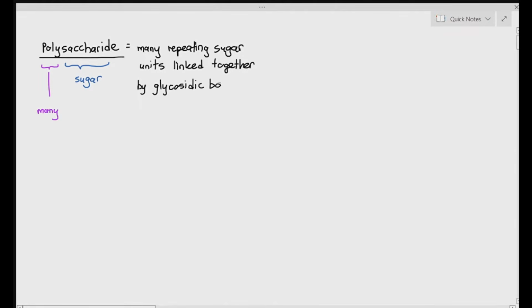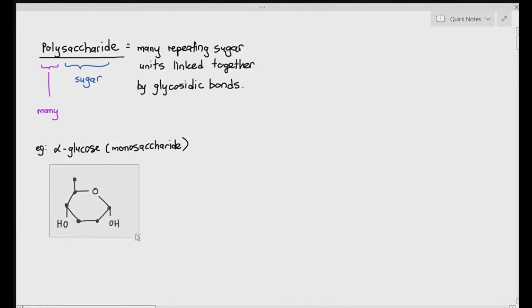Now, let's look at an example with alpha glucose. Remember, alpha glucose is a monosaccharide. The reason why it's a monosaccharide is because it is one sugar molecule. It's just made up of one sugar. And always get used to drawing out the ring structure of alpha glucose. Remember that for alpha glucose, in carbon number 1, the OH is pointing downwards, and also carbon number 4, the OH is also pointing downwards. So that's one alpha glucose.